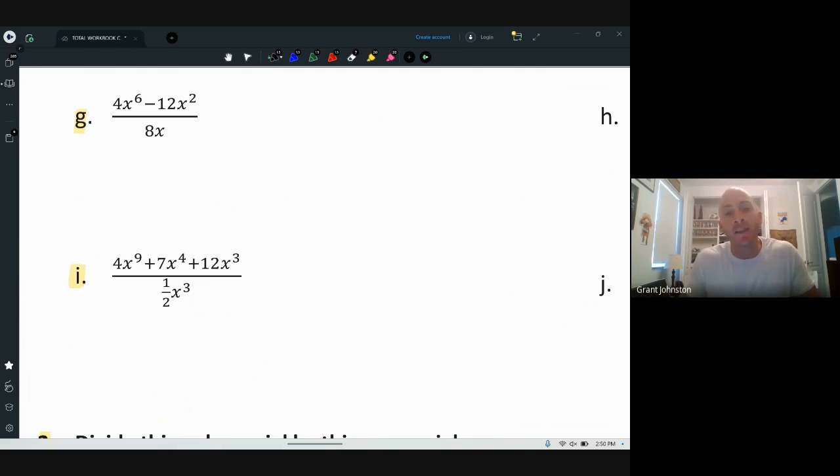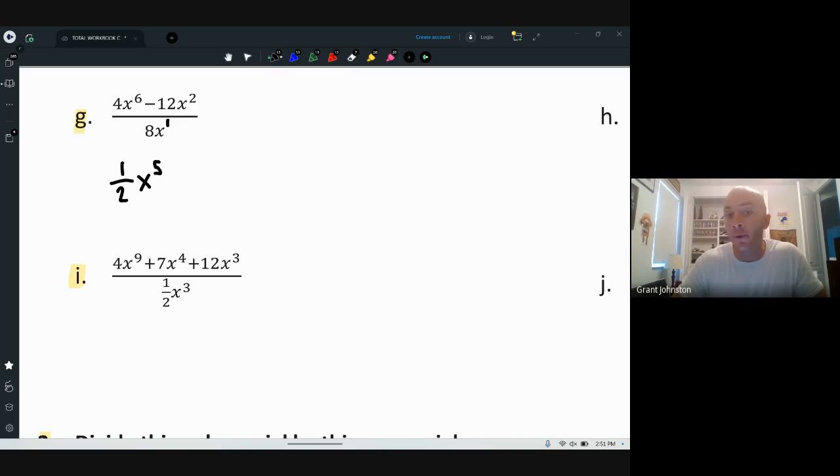If we have 4x to the 6 divided by 8x to the 1, 4 divided by 8 is 0.5, right? But I'm just going to simplify that to a half. You can write 0.5, there would be nothing wrong with that, but I'm going to simplify it to a half. Which you convert to a fraction, so this is going to be 1/2 x. Now 6 minus 1 is 5, so this would be x to the fifth.